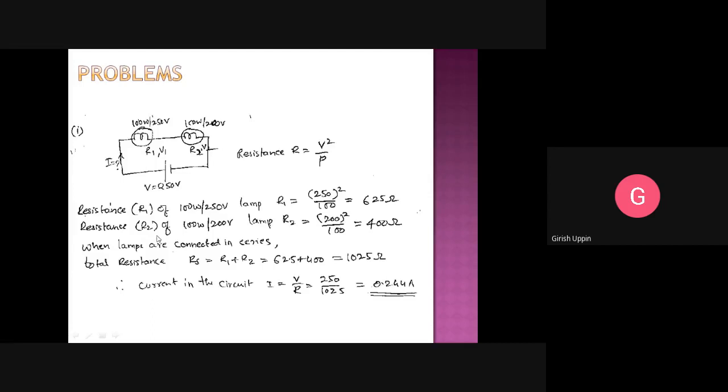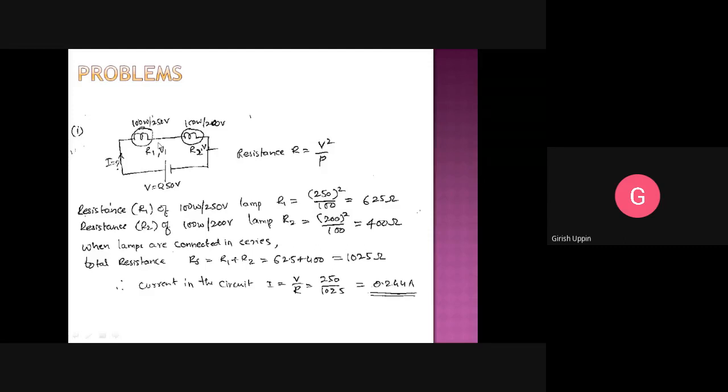And similarly, we calculate the second resistance. Here you have to be very careful. In the specification of this lamp, it is 100 watt and 200 volt. So you have to use this 200 volt in this equation. R2 is equal to 200 square divided by power, which is 100. We get it as 400 ohm.